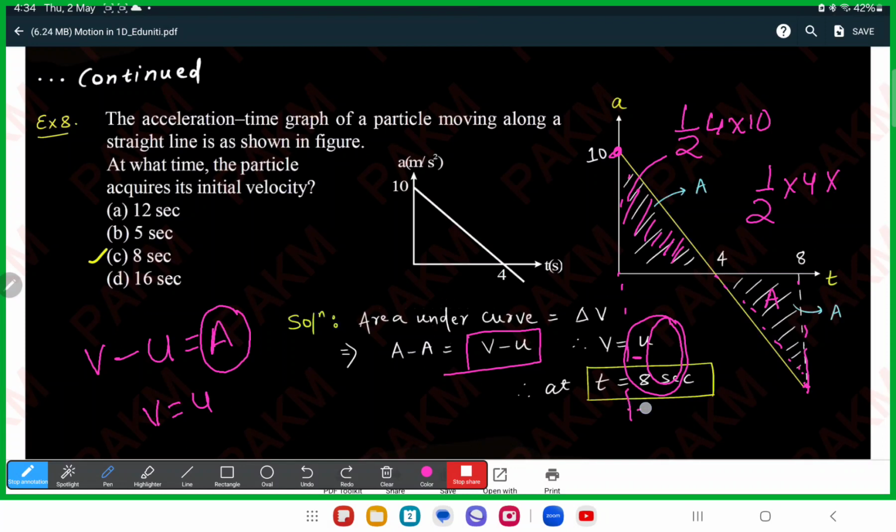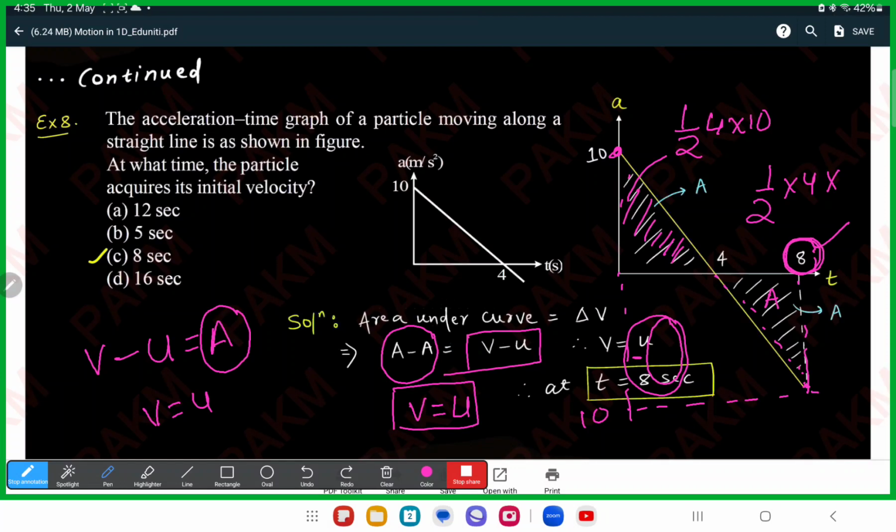Now the height would be once again 10. Height would be 10. So here we can say this coordinate will be 8 only. If this coordinate is 8 only, then the effective area will be 0. Means total area, a minus 8, will be 0. And once a minus a, it will be 0. So we can say v is equal to u. V is equal to u means final velocity will be equal to initial velocity. This is what the situation is. So the time we get is t is equal to 8.